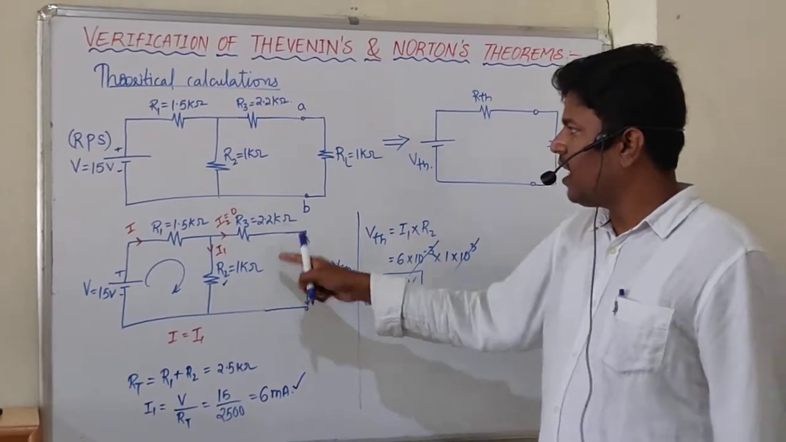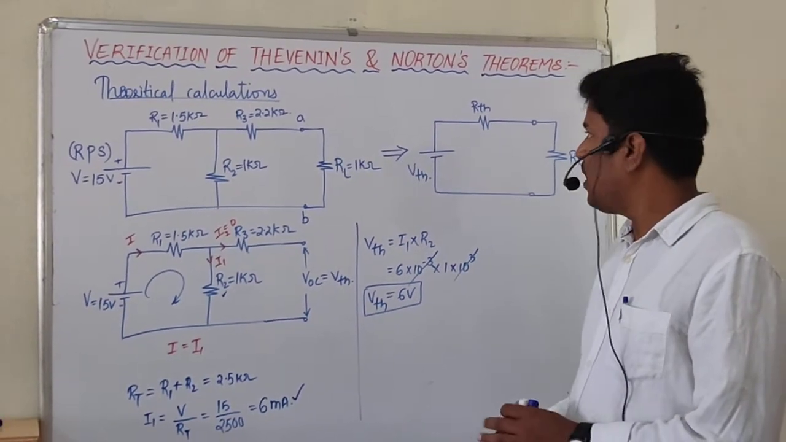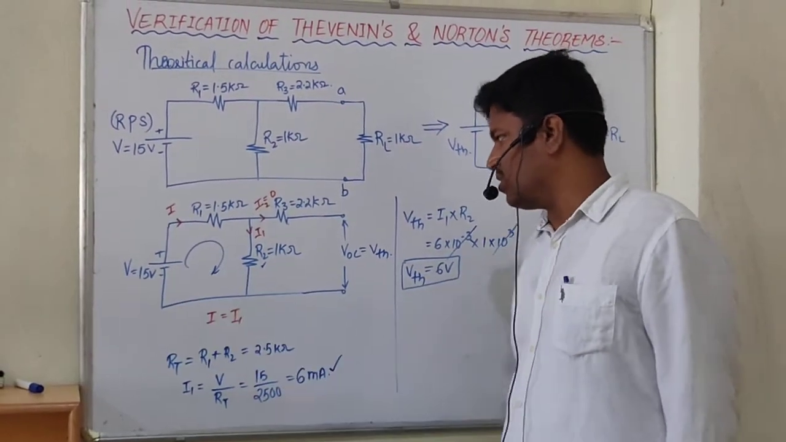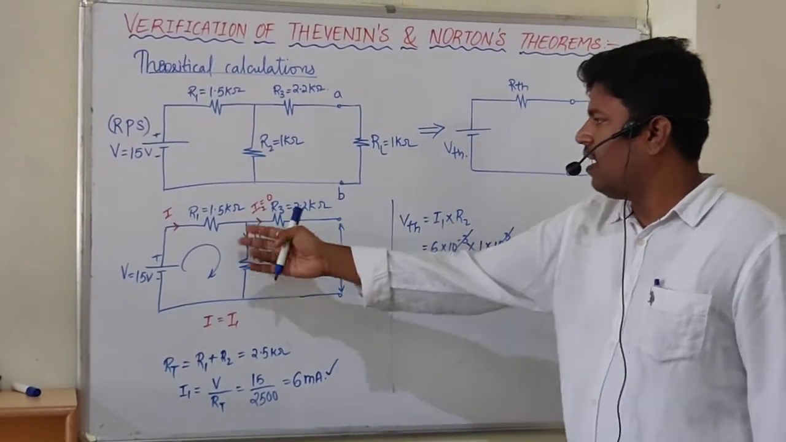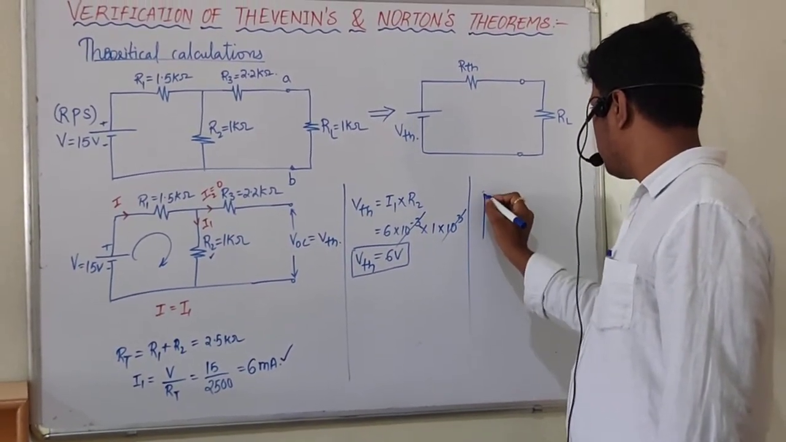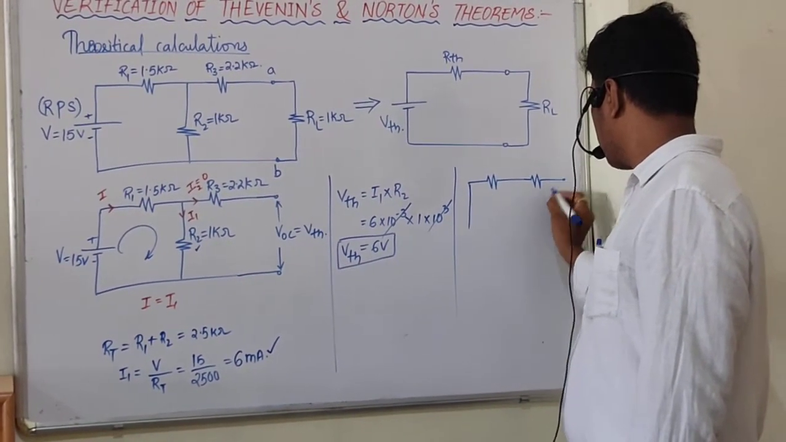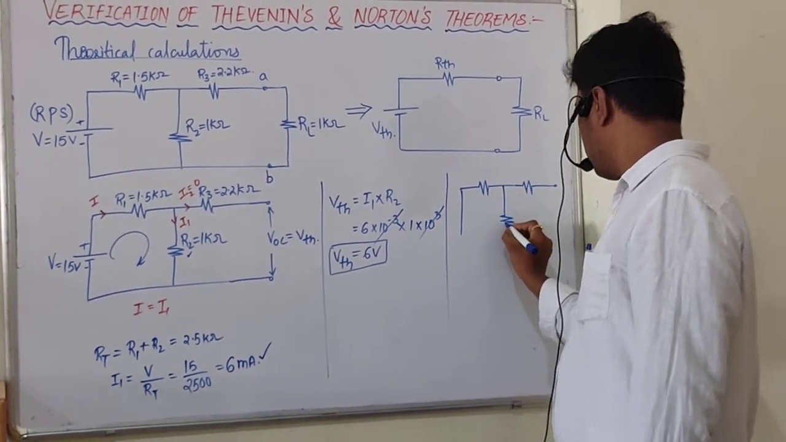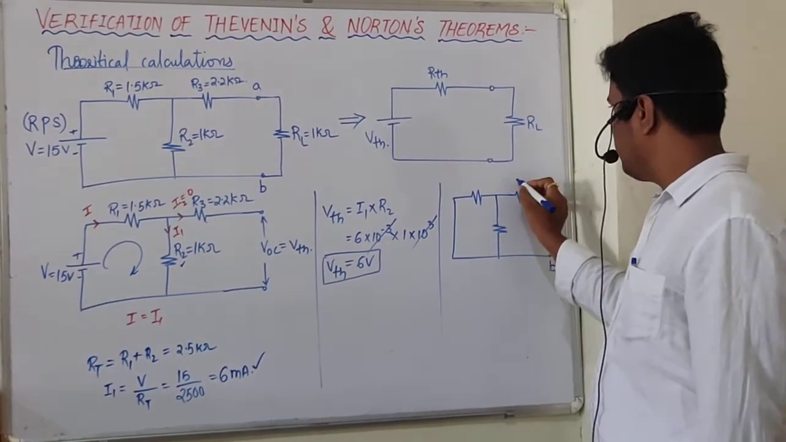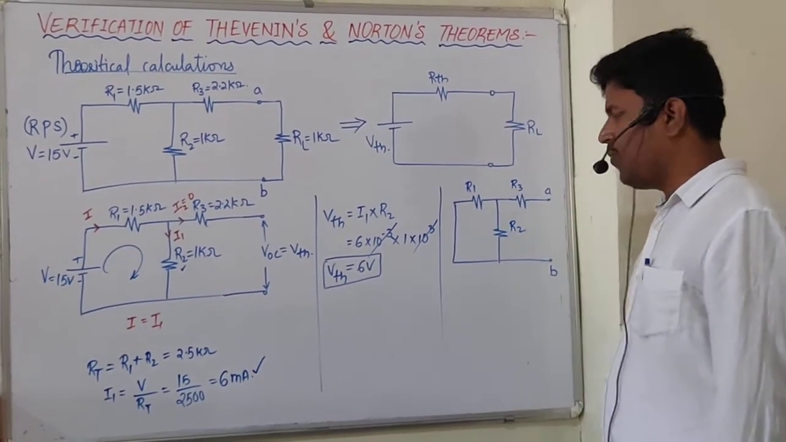Right? So how to calculate RTH from this circuit? We have to... So same circuit I am redrawing here to calculate RTH. This is A, this is B, this is R3, this is R1 and this is R2, right?